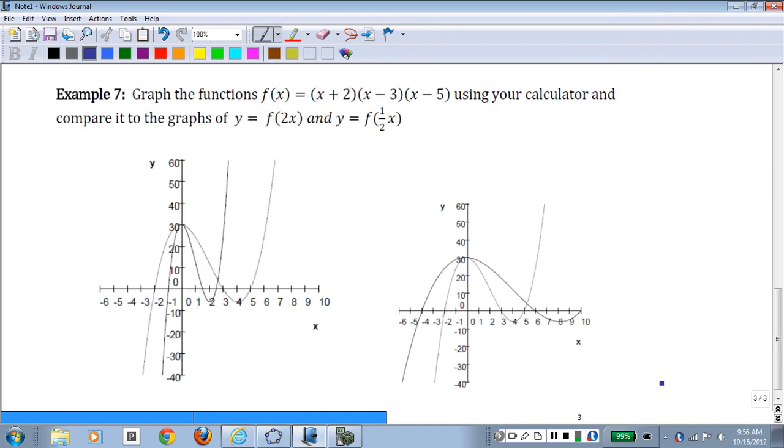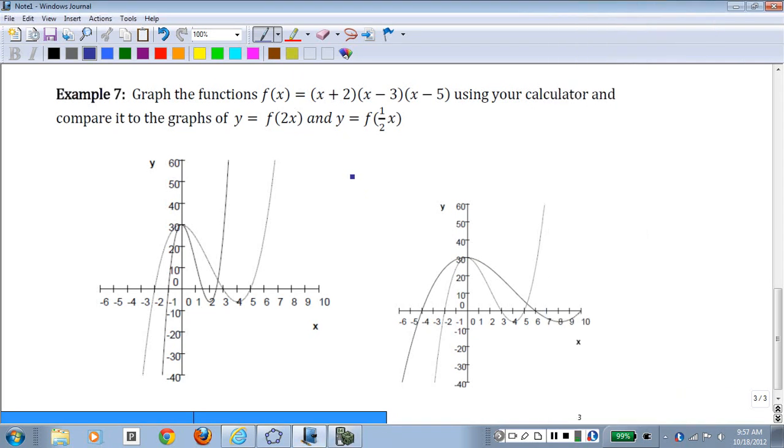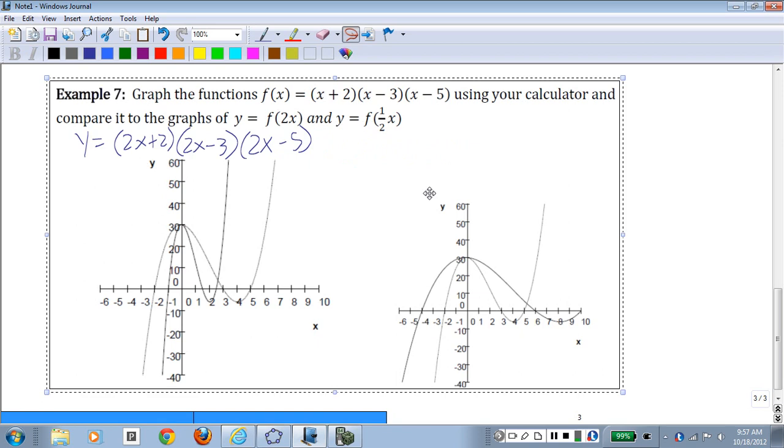Same viewing window as before. I'm just going to keep tweaking the second function to make it do what we want it to do. Actually, the substitution, we really should think of it as a substitution, not multiplying by 2, because we get y equals 2x plus 2 times 2x minus 3 times 2x minus 5. That 2x has to show up in all 3 places in order to make the horizontal shrinking happen. So we're going to shrink horizontally by a factor of 1/2.